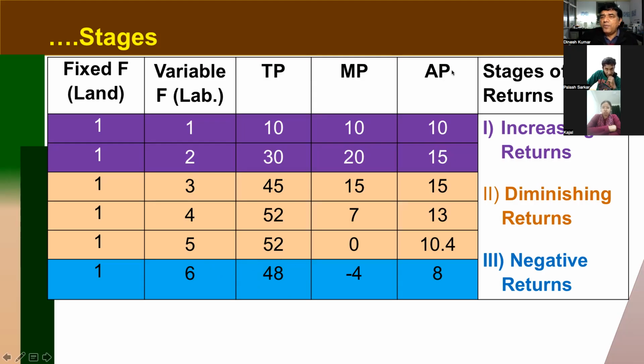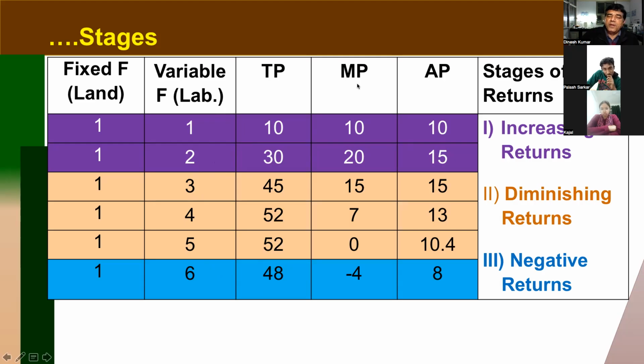See the last column, average product. Just see this column of AP. AP you can easily work out: TP divided by the variable input. So 10 divided by 1, you get 10. 30 divided by 2, you get 15, and so on. So you can calculate AP.